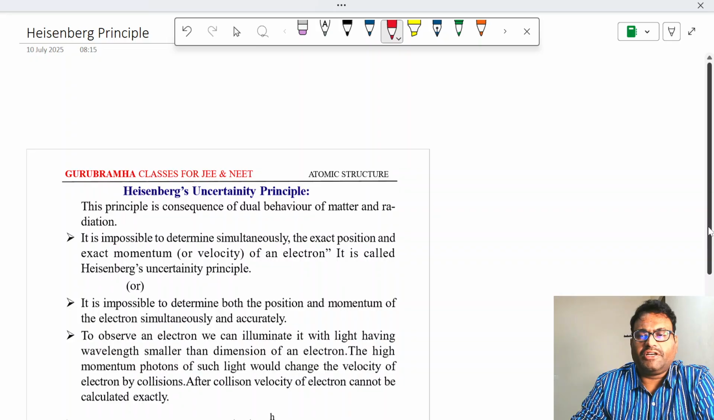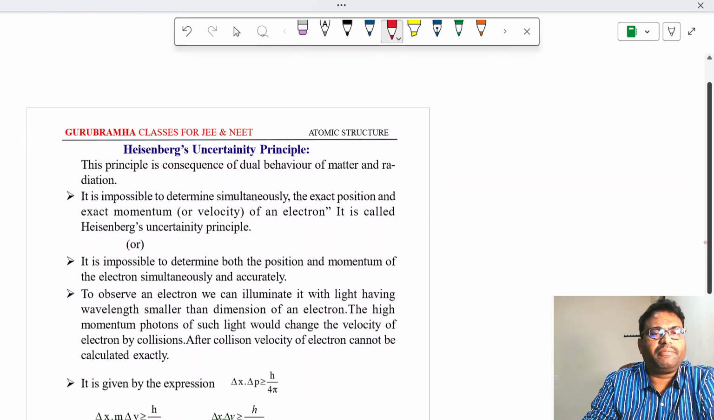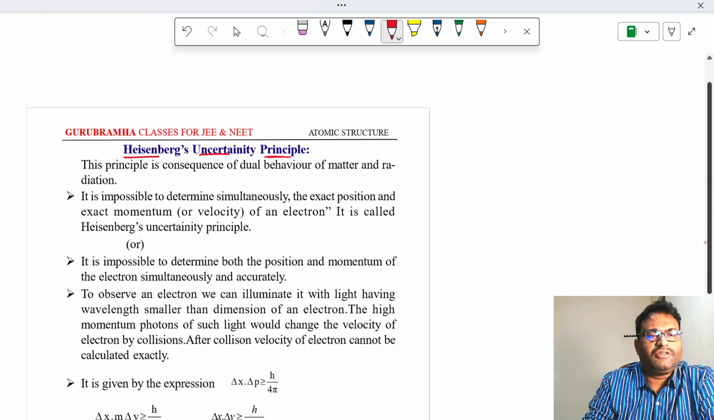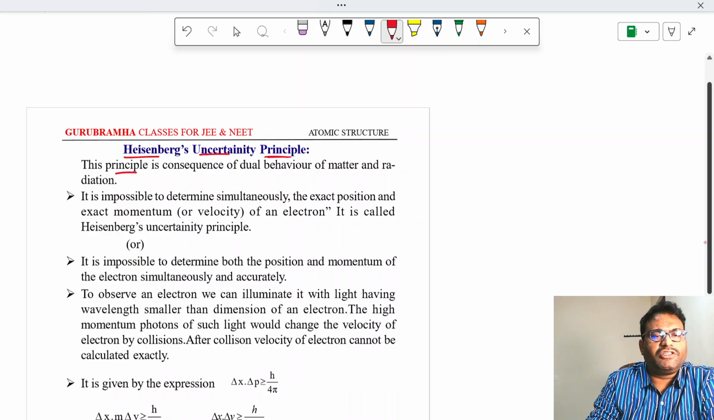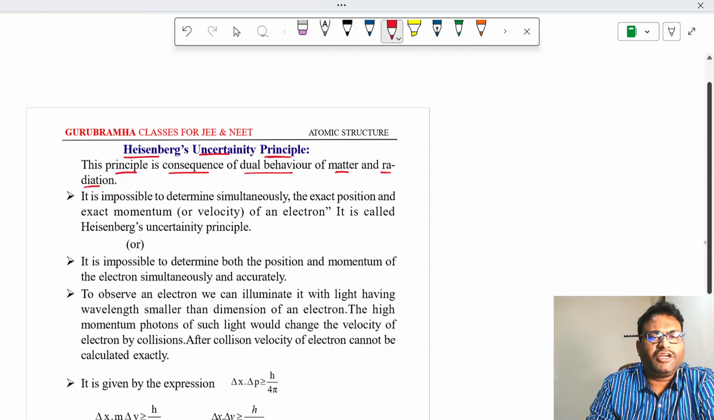And today's topic is Heisenberg uncertainty principle. What is that? Heisenberg uncertainty principle. This principle is a consequence of the dual behavior of matter and radiation. Already we have studied that. According to de Broglie, matter not only has particle nature, it also has wave nature. That means dual nature. Dual nature means two natures.